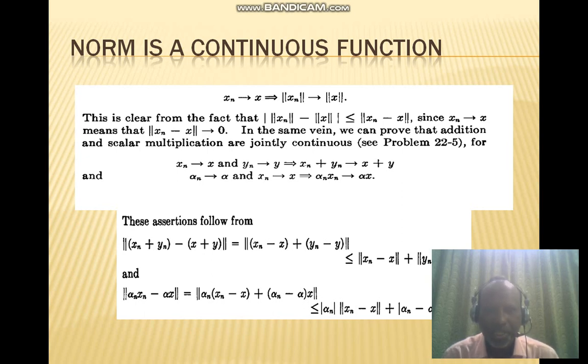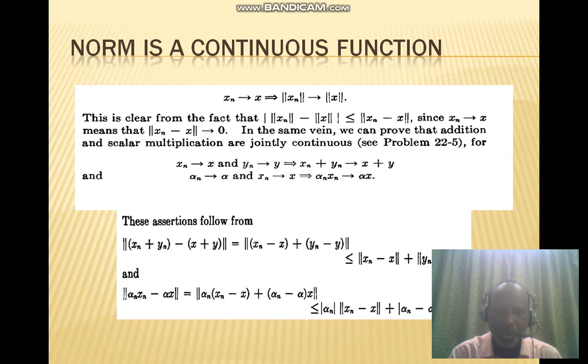xn converges to x implies the norm of xn converges to norm of x. See how. Take the modulus of the difference between these norms; definitely that will be less than or equal to norm of xn minus x. And since xn converges to x, that value tends to 0. Therefore, automatically the norm is a continuous function.